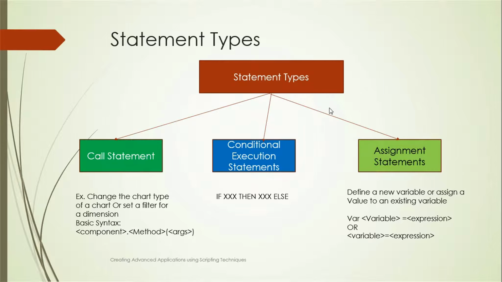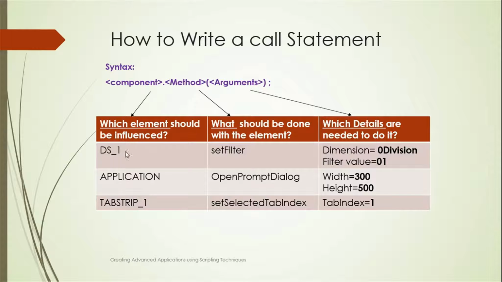How do we write a call statement? The syntax is component, method, argument. What is the component? A component can be anything on which we need to perform an action. DS1 is, suppose, a data source, or application is the particular complete application, or tab strip is one more component. We can have other components as well.